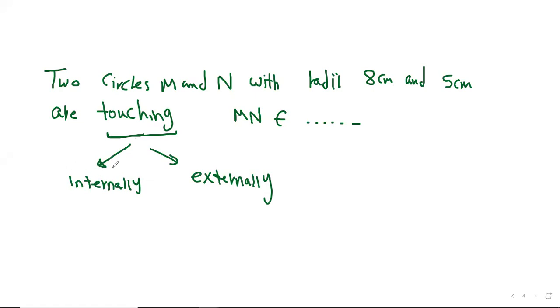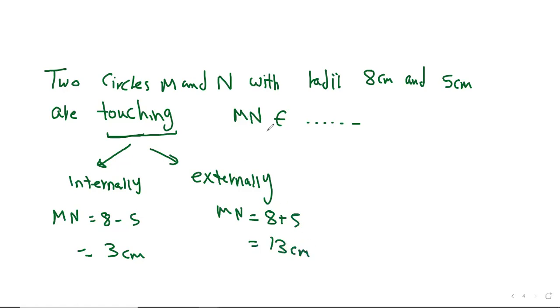In touching internal circles, MN, the line of centers, equals the difference between their radii, so 8 minus 5 equals 3 centimeters only. It's not an interval, it's a constant number, 3. And if they were touching externally, MN equals the sum, 8 plus 5 equals 13 centimeters. So MN belongs to the set {3, 13}. Don't write an interval because we have two constant values: 3 if touching internally, and 13 if touching externally.